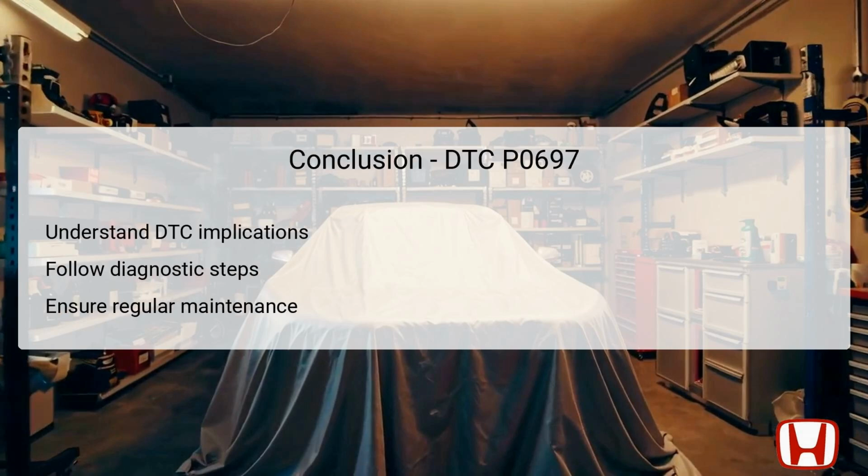In conclusion, understanding the implications of DTC P0697 is fundamental for effective vehicle maintenance and repair. This code signifies a malfunction in the sensor reference voltage 3 circuit, affecting the performance of the countershaft speed sensor and thus the TCM. Following the detailed diagnostic steps outlined ensures that technicians can identify the root cause of the issue efficiently and implement appropriate repairs.